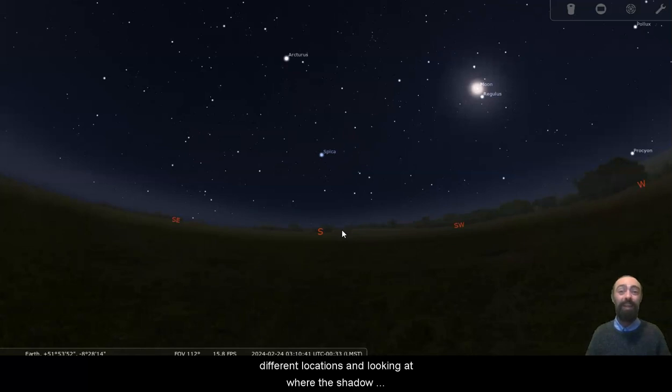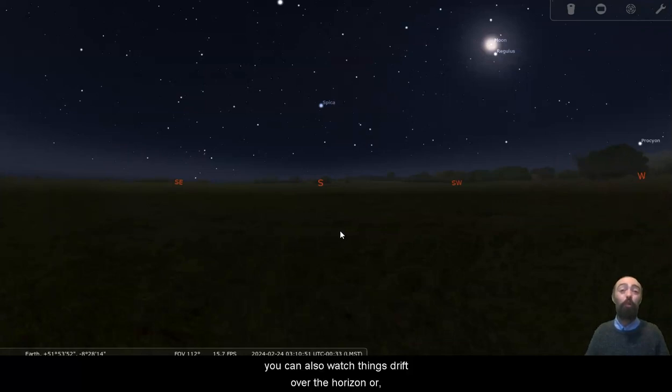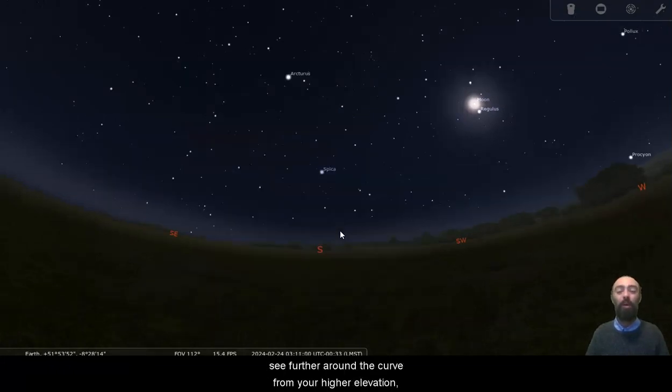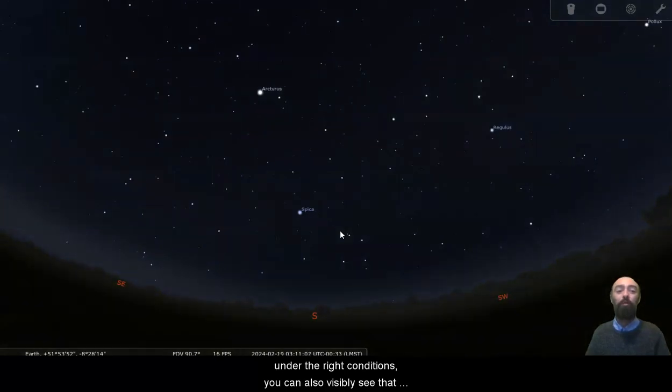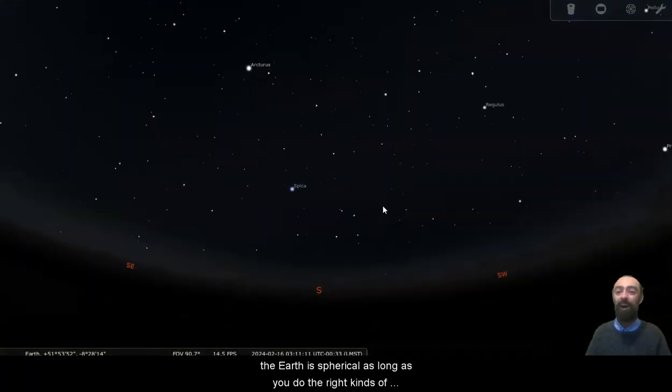Setting up a big stick in two different locations and looking at where the shadow falls at midday, you'll see that they fall into slightly different locations because of the angle at which the sun is shining at the Earth. You can also watch things drift over the horizon or take a trip to a tall mountain and see how your view increases as you are able to see further around the curve from your higher elevation. Just like you can visibly see that the moon is spherical under the right conditions, you can also visibly see that the Earth is spherical as long as you do the right kinds of tests.